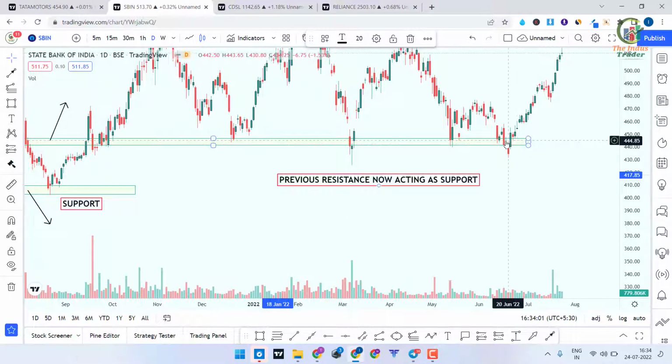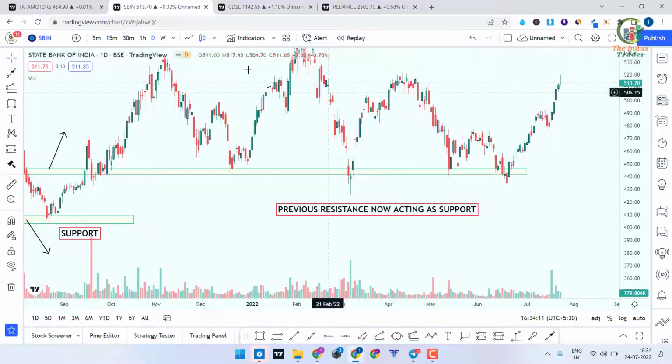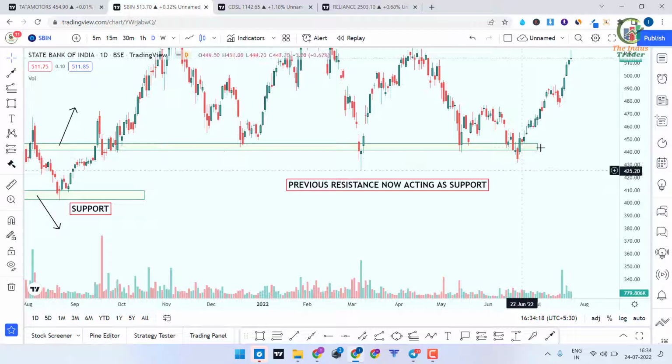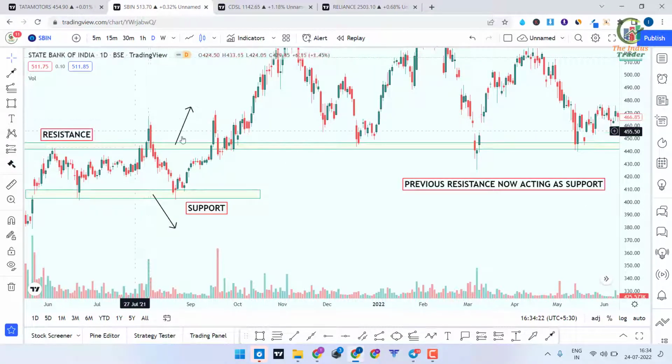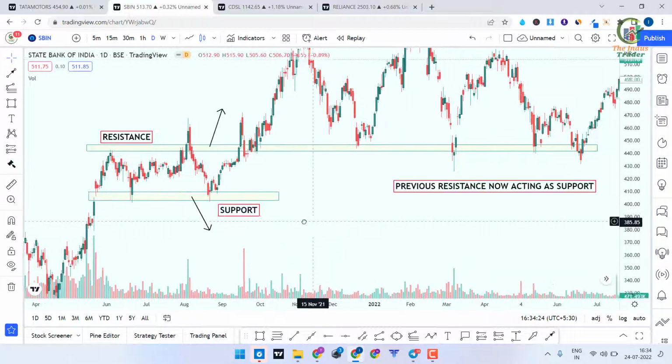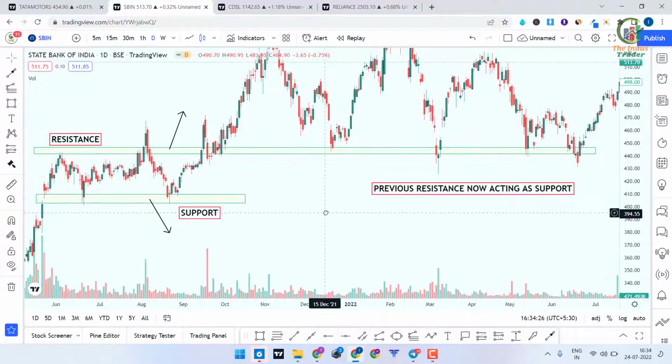But here you can see we got a proper closing below this level, and again the market traveled and again went back to this particular range, bigger range, or you can also say it took the support of this level. So here we got bear trap, here we got bear trap, and you can see here we got bull trap. So that's the reason you have a lot to learn in this.